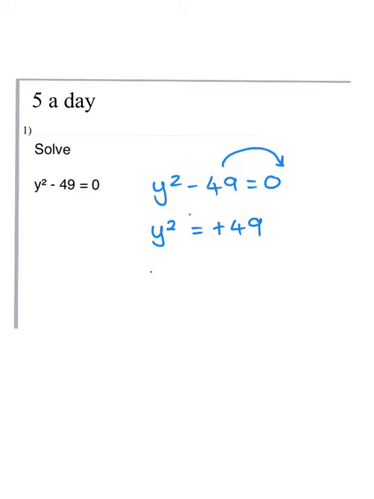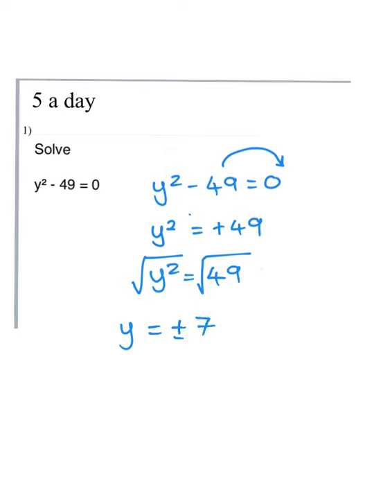We can then square root y squared. And if we square root the left, we must square root the right hand side. So we need to square root both sides. So square root of y squared will be y, and square root of 49 will be plus and minus 7.